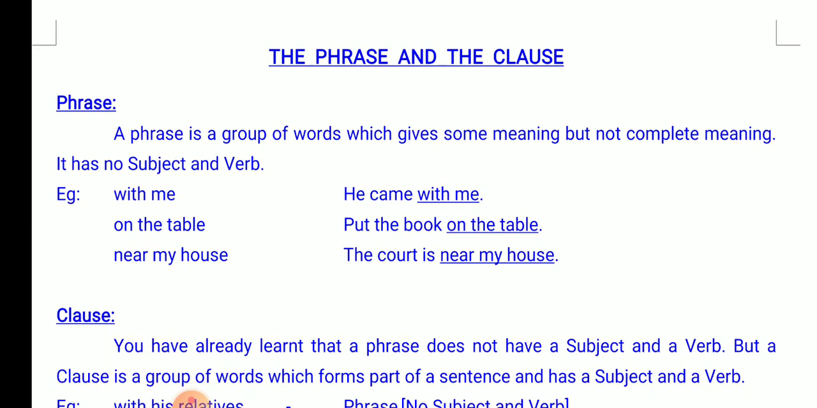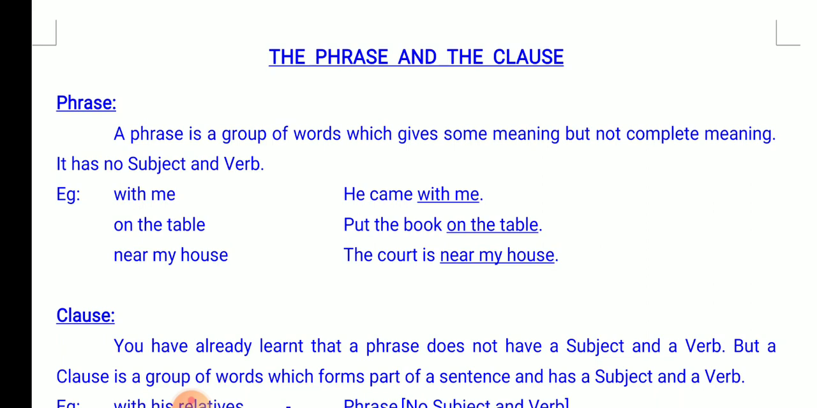Another thing which you have to remember about the phrase is it has no subject and verb. I have given 3 examples here. Look at them. With me, on the table, near my house. These 3 examples are a group of words, but they do not give complete meaning. They also have no subject and verb. Therefore, we call them a phrase.